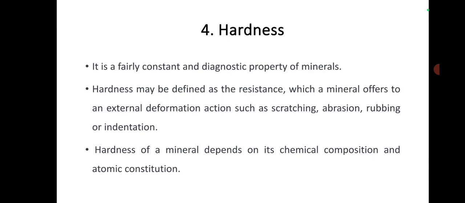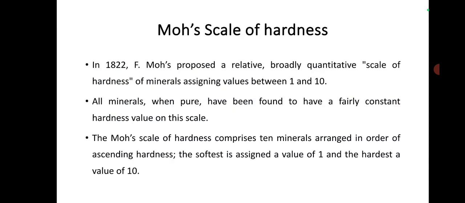In 1822, Mohs proposed a relatively broadly quantitative scale of hardness, and the minerals are given hardness values from 1 to 10. All minerals, when pure, have been found to have a fairly constant hardness value, and there are 10 minerals arranged in order of ascending hardness. The softest mineral is given the value 1 and the hardest mineral is given the value 10. So, diamond is given 10, and talc, etc. are given low values. The Mohs scale of hardness we have already discussed, so you just have to recall it.